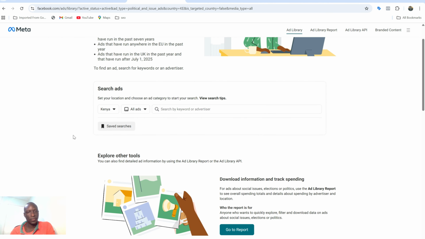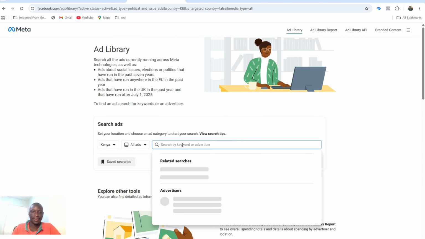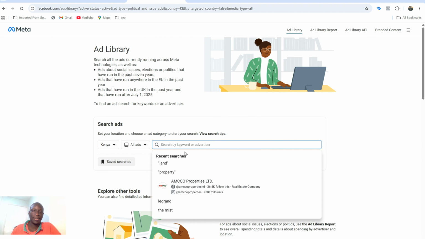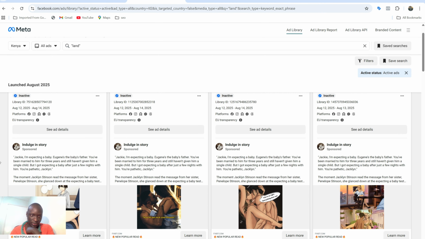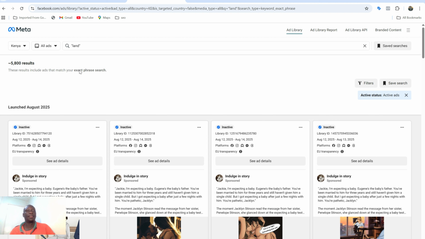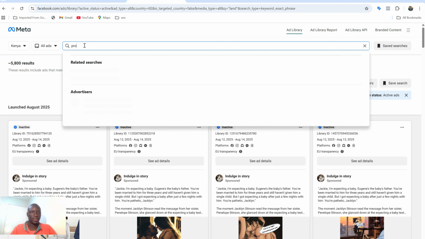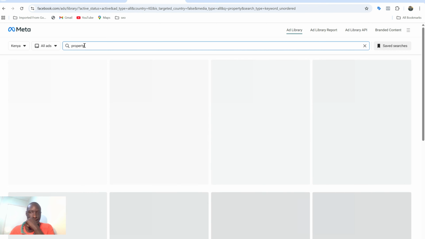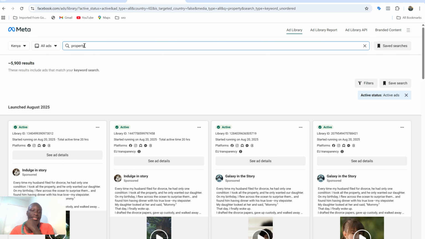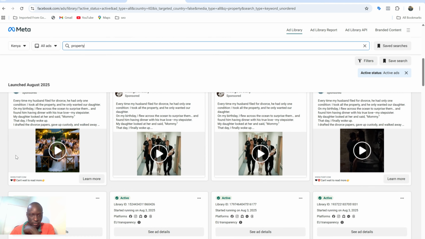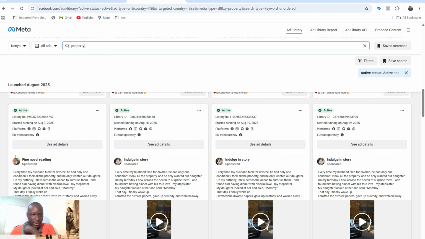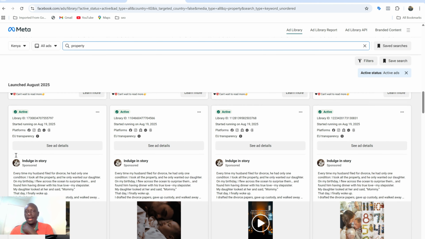So, like I said, let's look at ads on land, selling pieces of land. Right, so this is not land. Oh, this is a bit not good. So we will choose property. Well, there's also examples of how sometimes it's not the best.